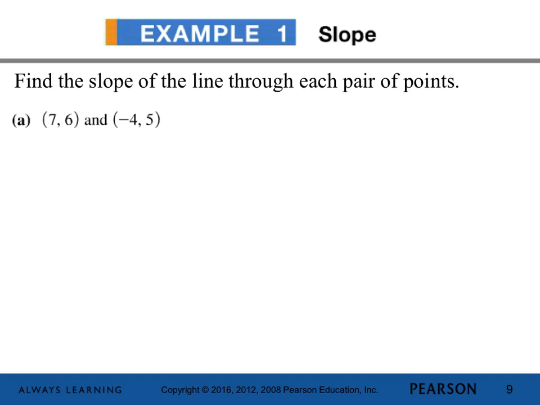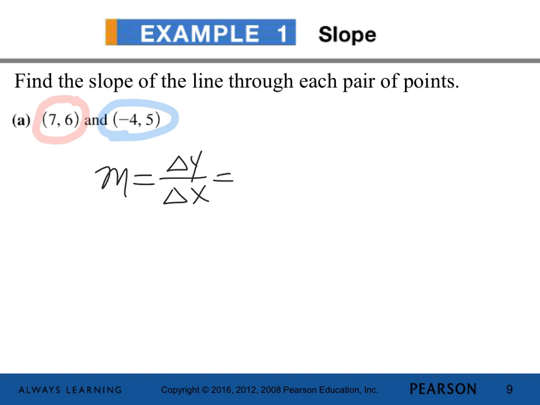So we're going to find the slope through each pair of points, and the first one we have here is (7, 6). And the second one is (-4, 5). And so to find the slope, m is the change in y over the change in x, which is the difference of the y values over the difference in the x values.